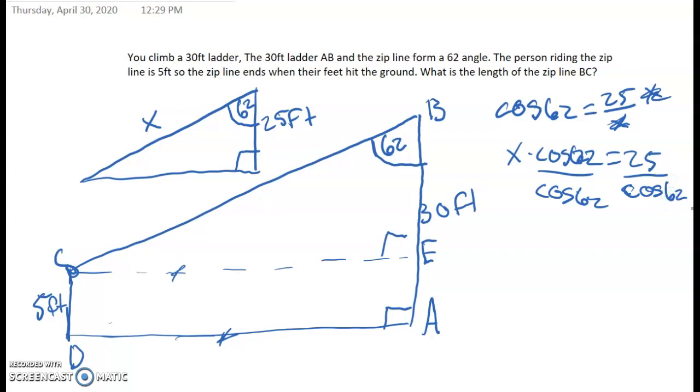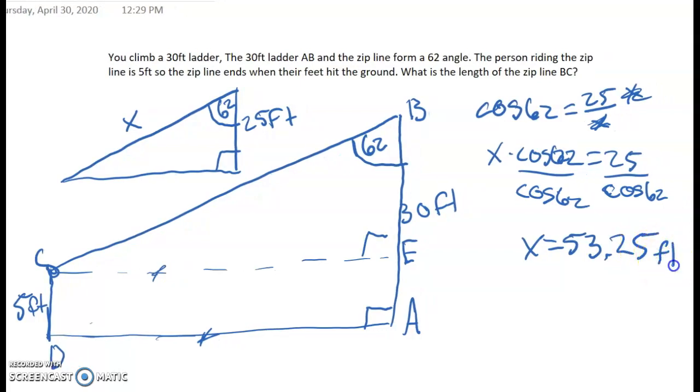And there. So right now, this is where you should be. You have 25 over cosine 62. And then if we do it, you get X equals 53.25 feet. So after doing this, we know now that the zip line length, the actual line BC, is 53.25 feet. Thank you.